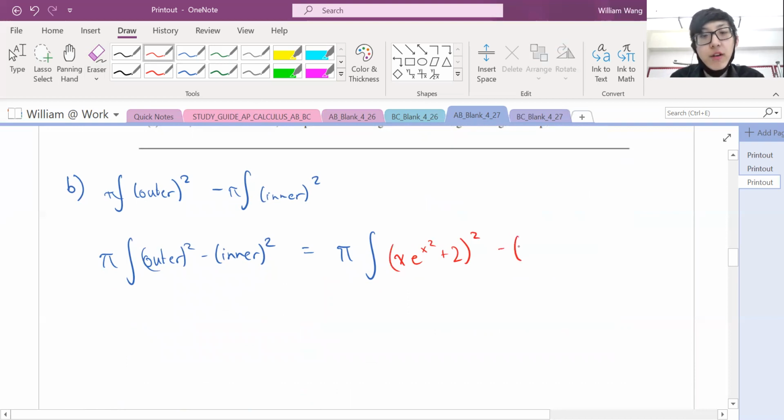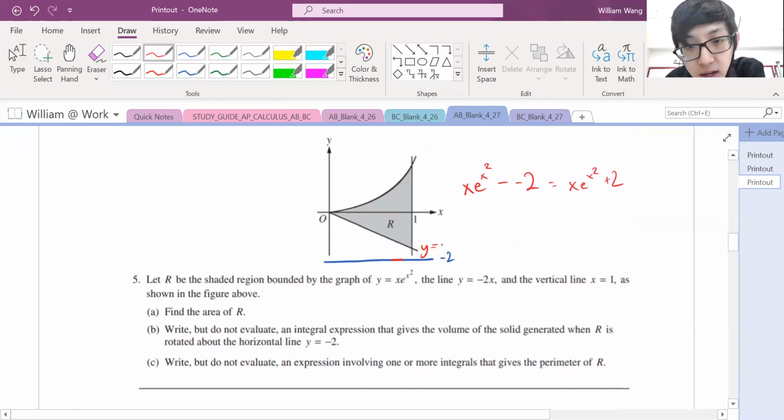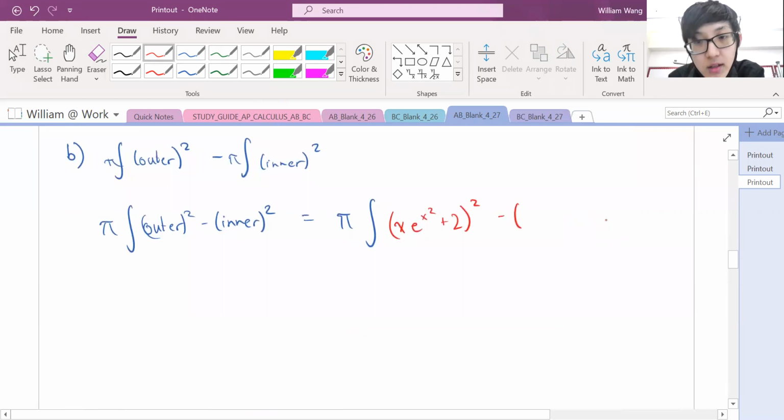Now I'm going to subtract my inner function. Well, what is my inner function? My inner function is y equals -2x. Right? Okay, so what is this radius distance? What is the distance between -2x and -2? Well, I'm simply going to subtract the -2 to find this distance. So it's going to be -2x minus -2, right? That will give me the difference between the two, and thus the distance between the two. So that's going to be equal to -2x plus 2. So that's going to be my inner radius. So -2x plus 2, squared, dx.